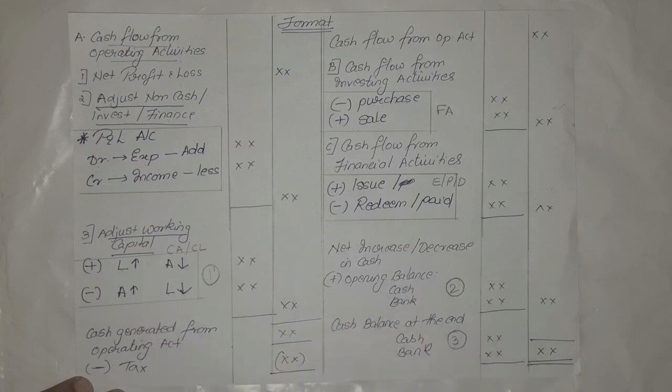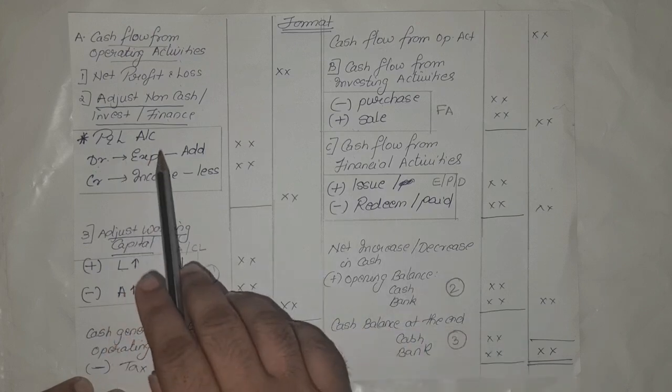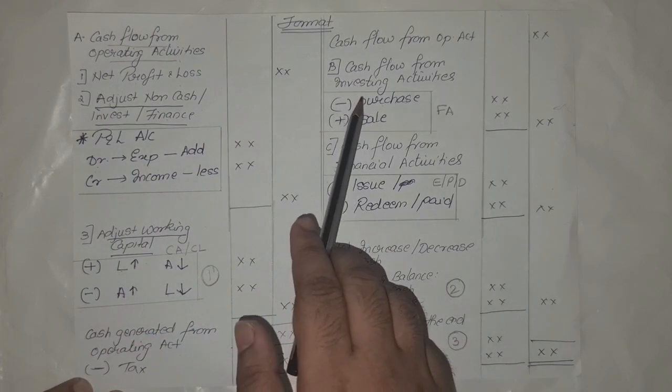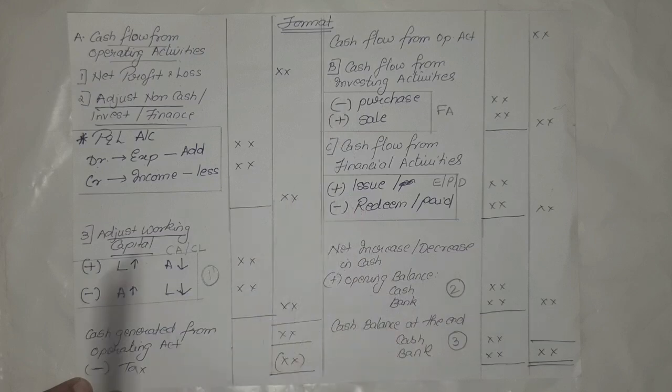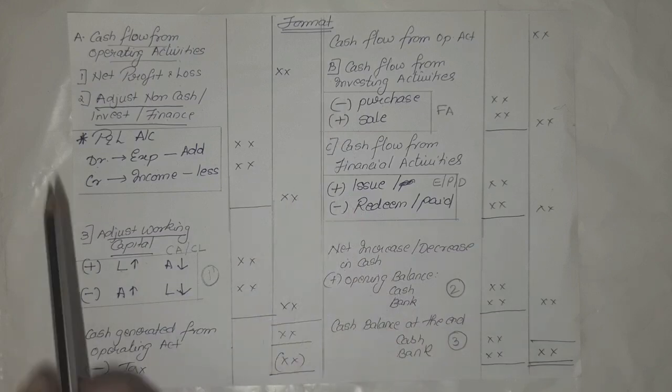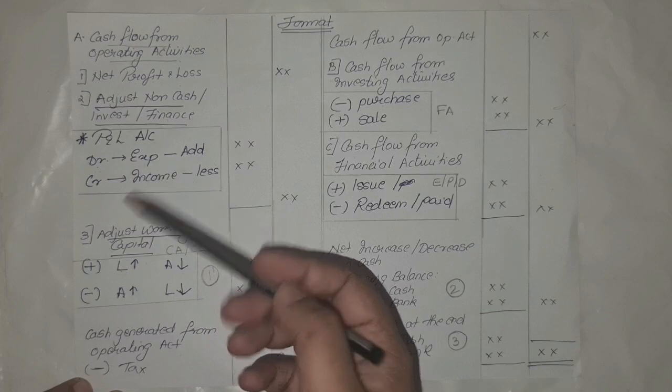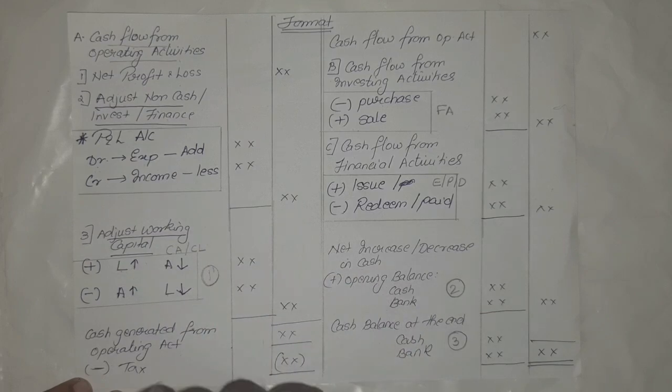Okay, so this is the basic setup of your entire cash flow. Cash from operating activity, cash from investing activity, cash from financial activity. Those are the three main headers. Under operating, you have adjust non-cash items, adjust working capital, and less tax.